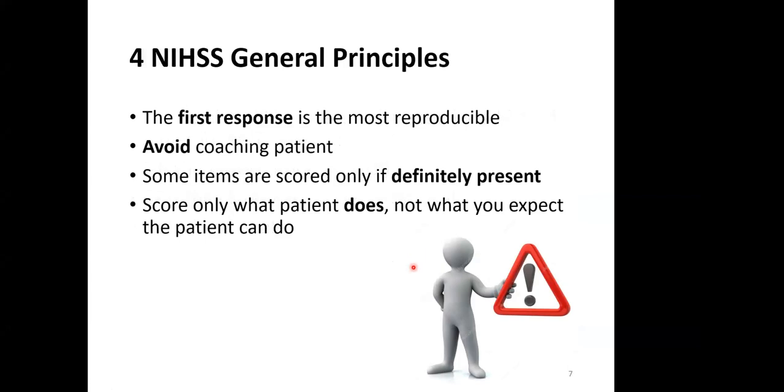So the four general principles in NIHSS testing are, number one, the first response is the most reproducible, and avoid coaching the patient. Don't give too much hint. Some items are scored only if definitely present. If not present or the patient cannot do it, then you don't score it. And score only what the patient does, not what you expect the patient can do. We don't put our expectation into the scoring.